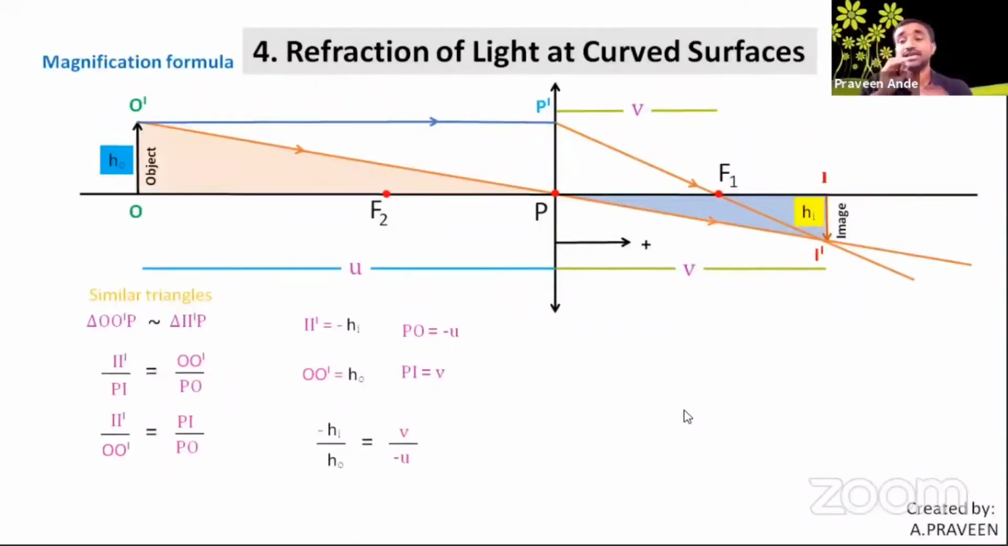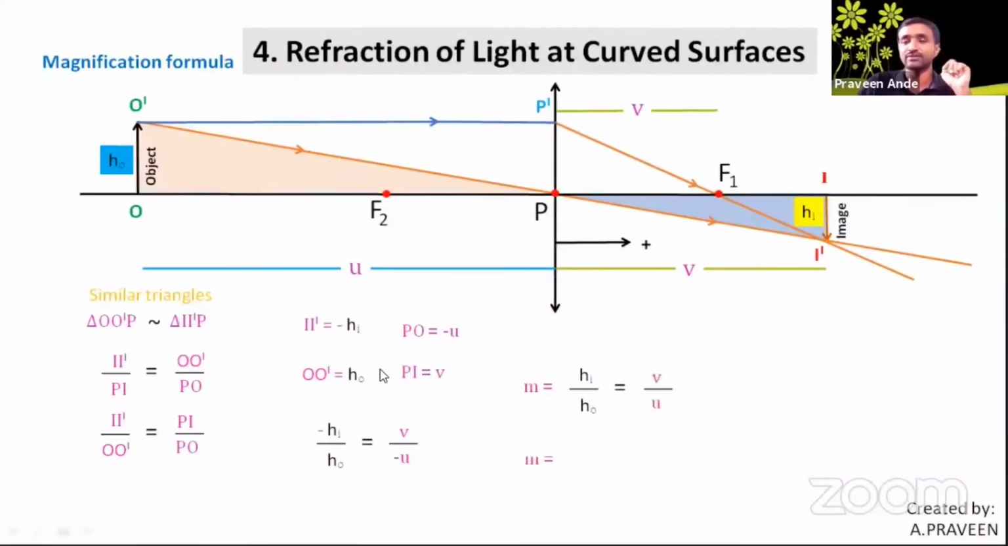What you got is the relation between the heights and the distances. That is image to object, and that ratio also image to object. So the height of the image to the height of the object is equal to the image distance to the object distance. Both sides have minus. If you cancel that minus, what remains here? Hi by H naught is equals to V by U. That is defined as magnification, denoted by the letter M. So M is equals to Hi by H naught, that is equals to V by U.